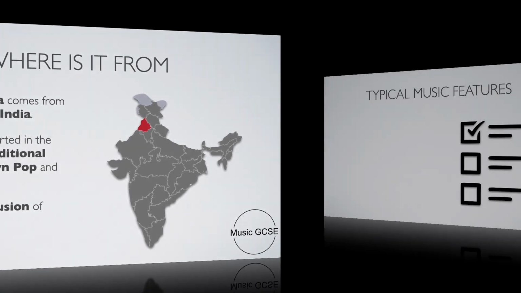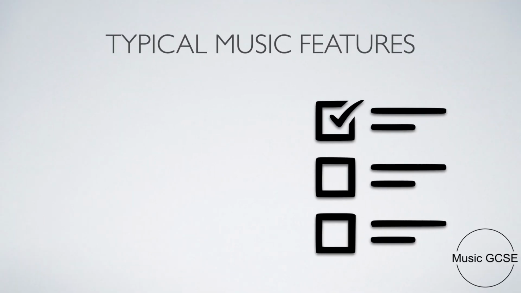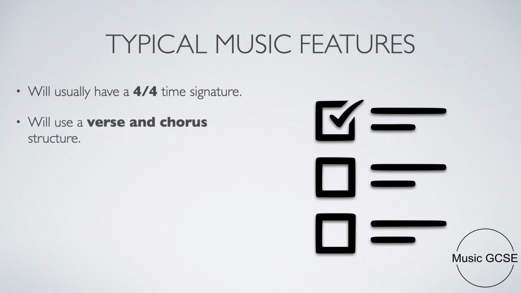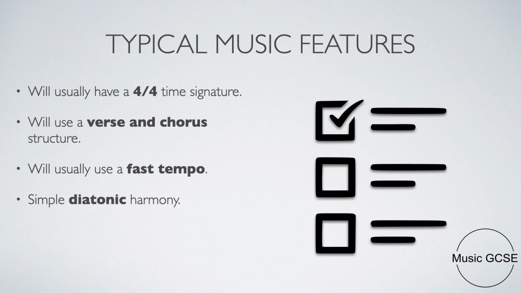So let's take a look at the typical musical features of Bhangra music. Bhangra music will usually use a 4/4 time signature. It will also use a verse and chorus structure. It will have a fast tempo. It will use a simple diatonic harmony, and it will usually use riffs.